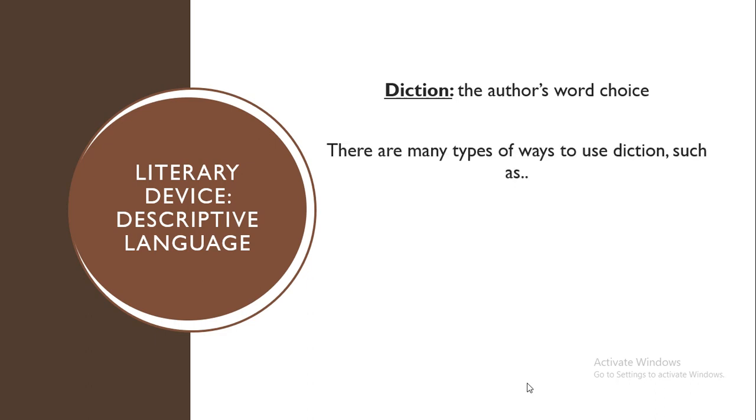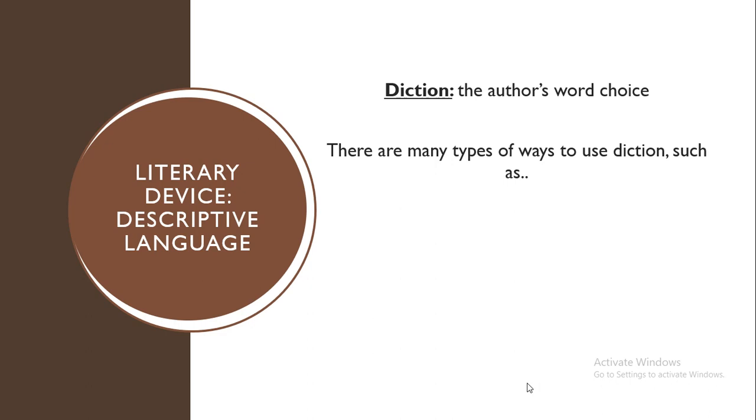Okay, and so just going into our lesson for today, our literary device that we'll be studying today is descriptive language. So, just to refresh your memory from yesterday, we know that diction is the author's word choice. So, basically, any words that the author is using is considered diction. But I want to go ahead and get a little more specific about that. Because there are many types of ways to use diction. So, diction, like I said, is just word choice.